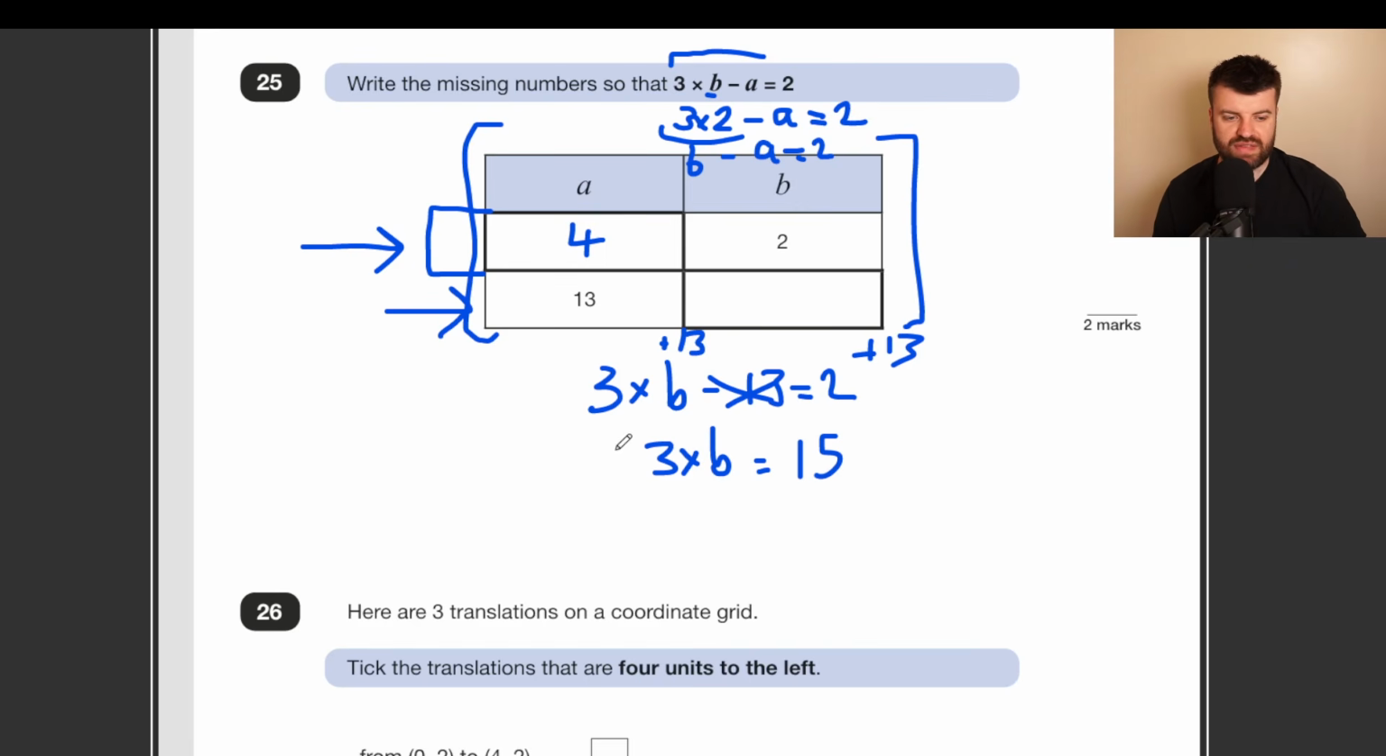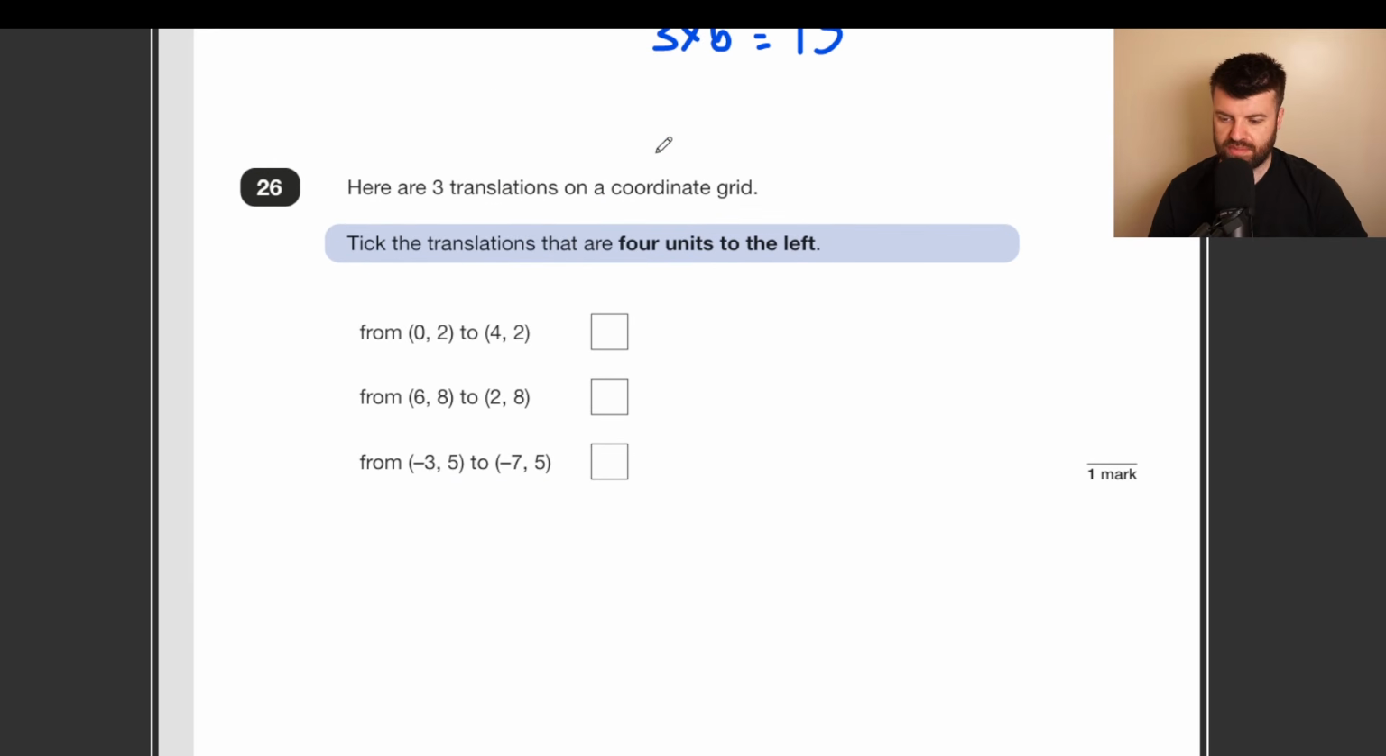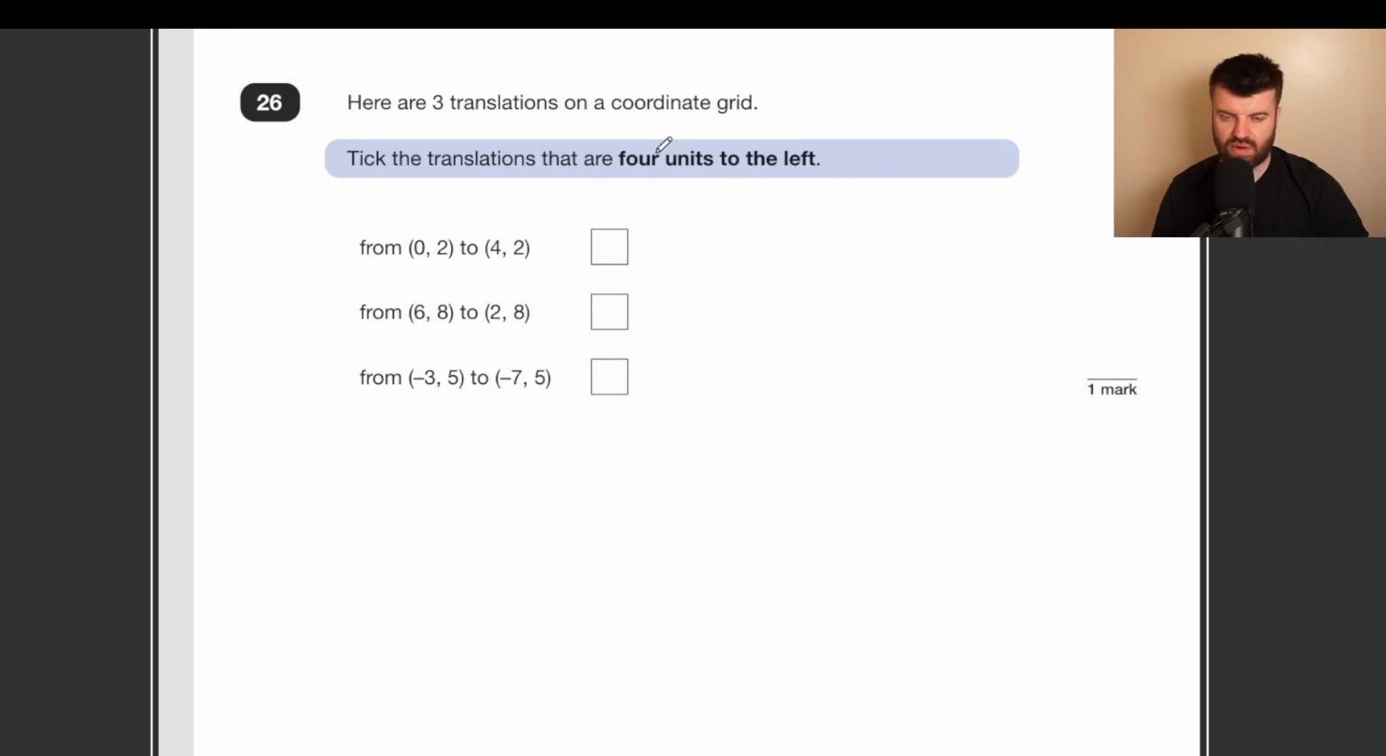3 times b is 15. 3 lots of what is 15? The answer is 5. It's perfectly solvable. Just the way it's laid out again will mean that people who know algebra and how to work out that question will have got it wrong simply because of the formatting. That's when I don't like these questions.